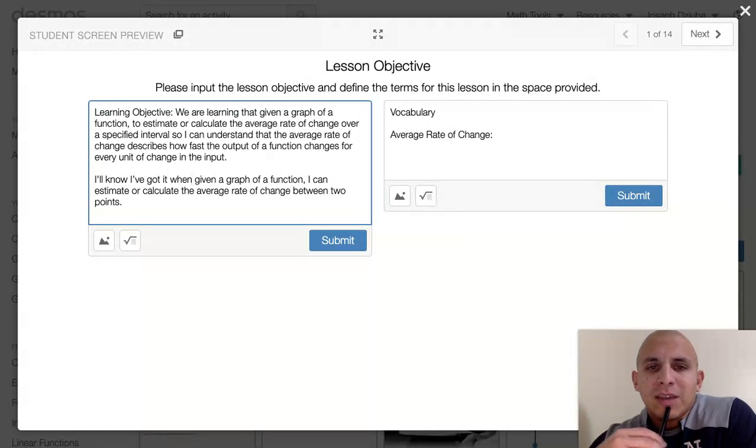So I can understand that the average rate of change describes how fast the output of a function changes for every unit of change in the input. I'll know I've got it when given a graph of a function, I can estimate or calculate the average rate of change between 2 points.